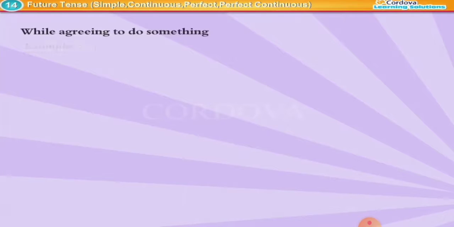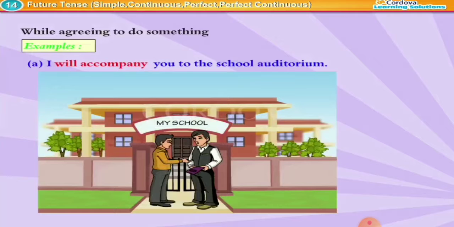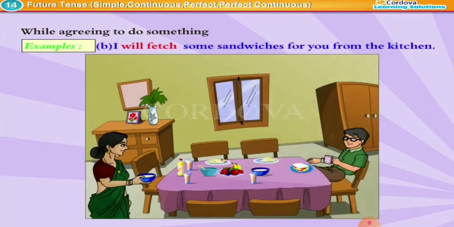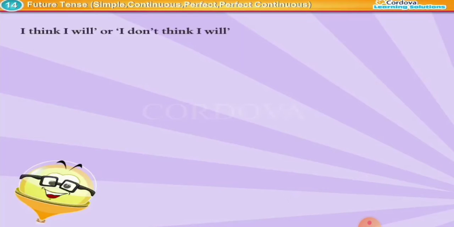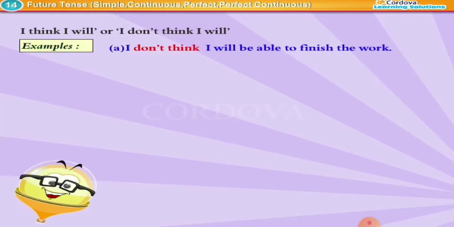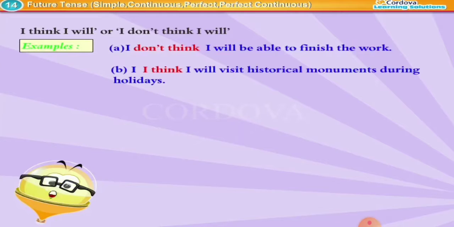While agreeing to do something, examples: I will accompany you to the school auditorium. I will fetch some sandwiches for you from the kitchen. I think I will, or I don't think I will. Examples: I don't think I will be able to finish the work. I think I will visit historical monuments during holidays.